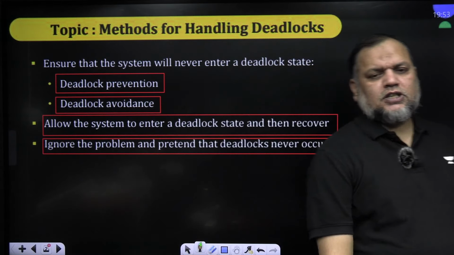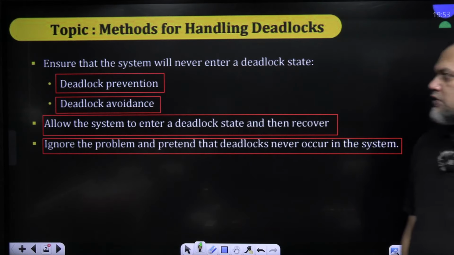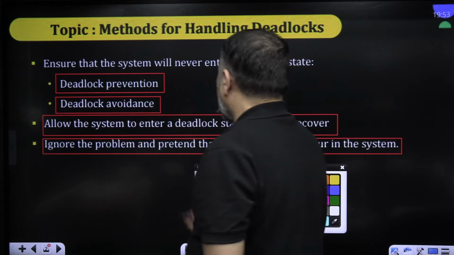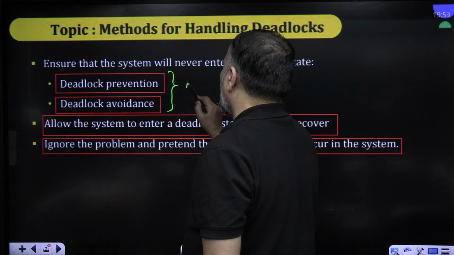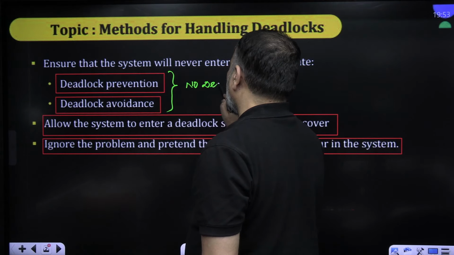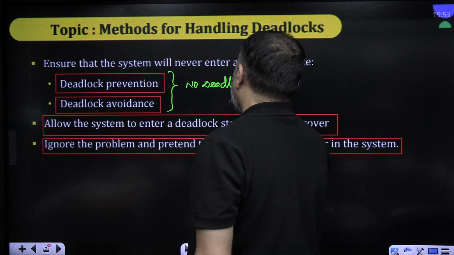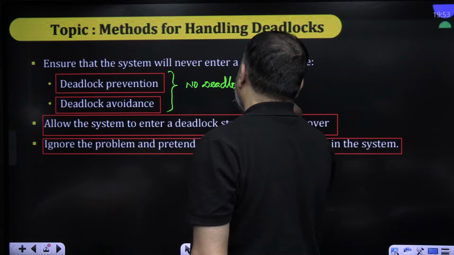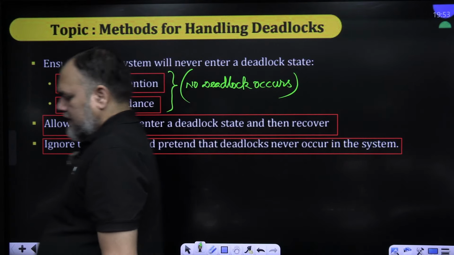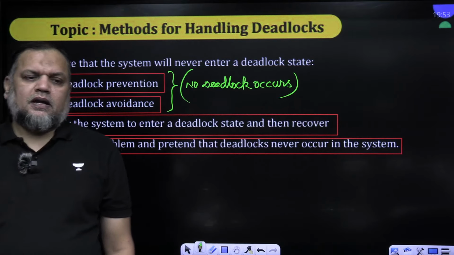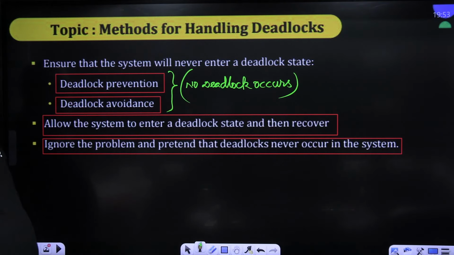So boys and girls, essentially these are the four different approaches for dealing with deadlock. The first two never allow deadlock to happen, so therefore no deadlock ever occurs. That means we are adopting a proactive approach so that deadlock does not happen.